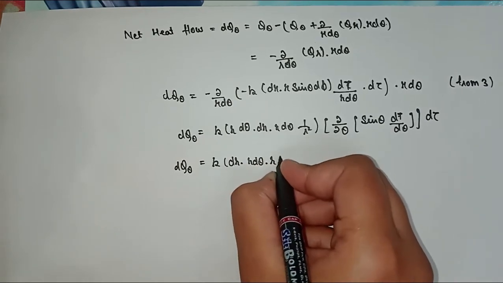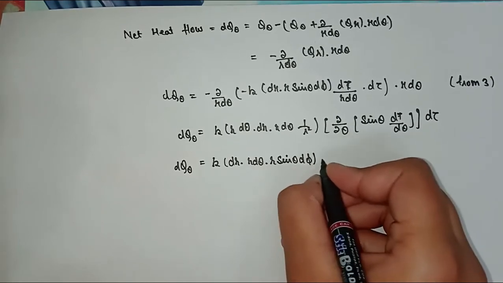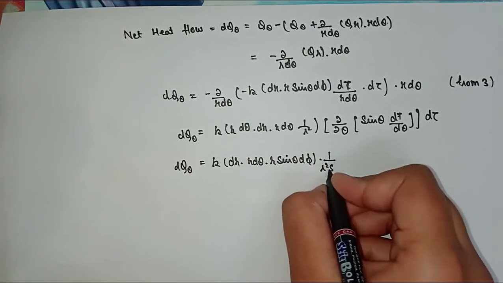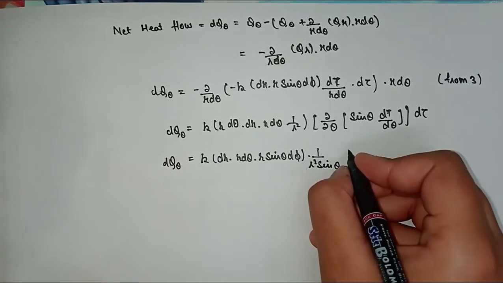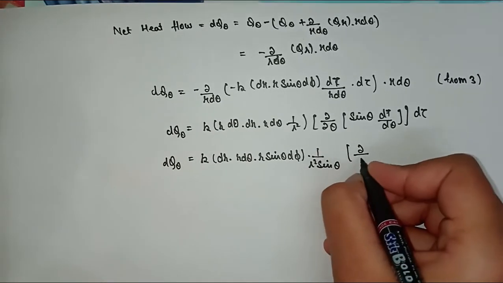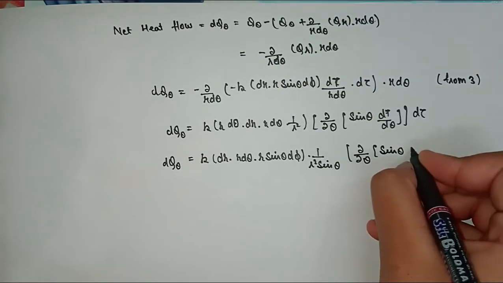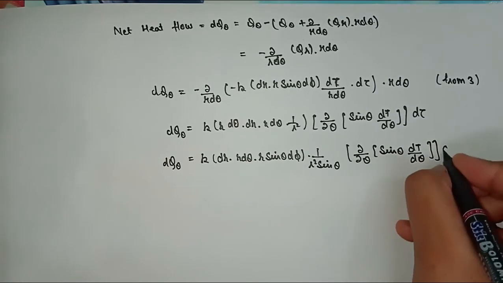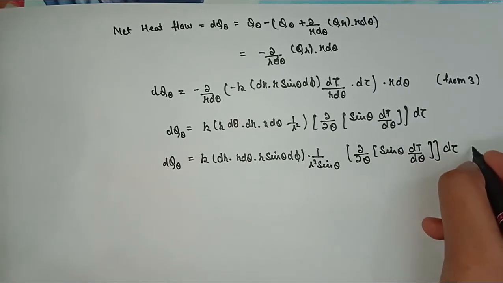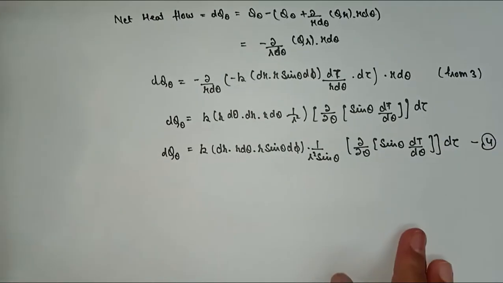The final equation after solving all this will be k into dr into r dθ into r sinθ dφ into 1 upon r² sinθ into ∂/∂θ of (sinθ ∂T/∂θ) into dτ. Let's mark this as equation 4.